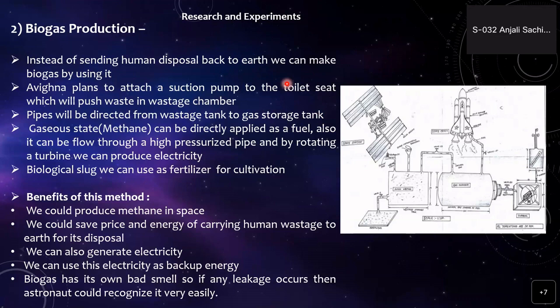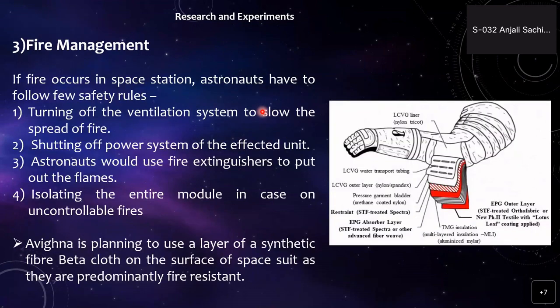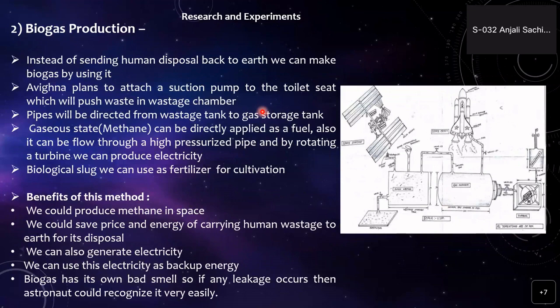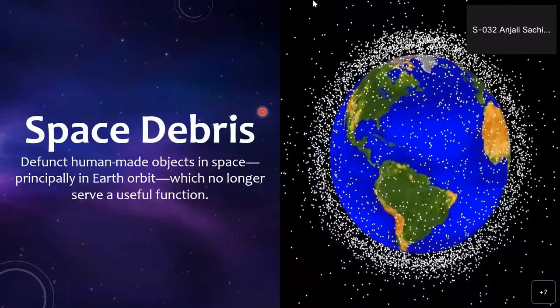By flowing that fuel through the flow pipes at high pressure, rotating the turbine, we can produce electricity from it. And biological slurry we can use as fertilizer in food cultivation. Then there are the following benefits of this biogas production: we can produce methane in space, which is a very important and useful fuel.